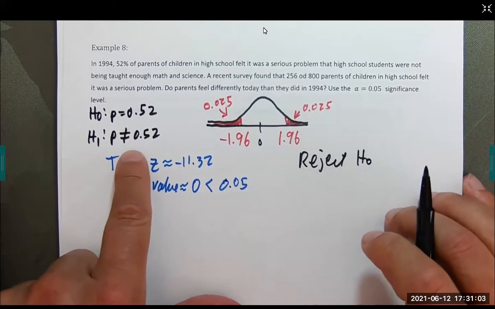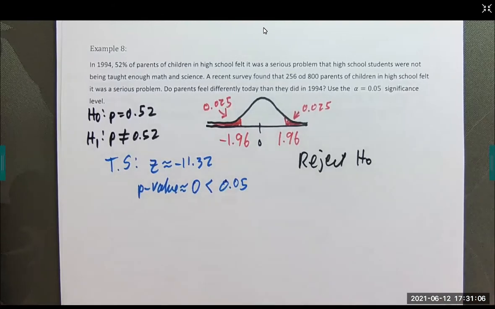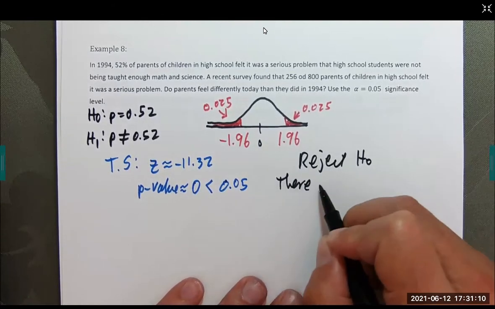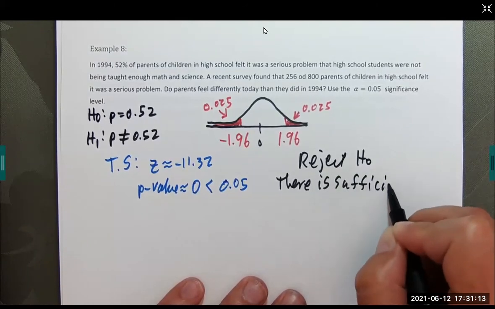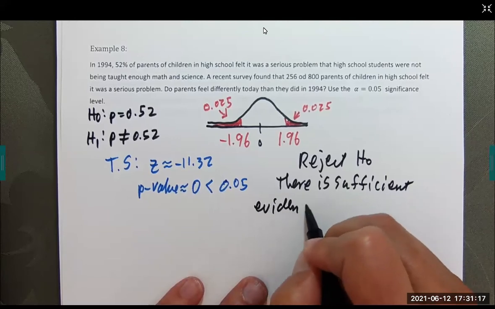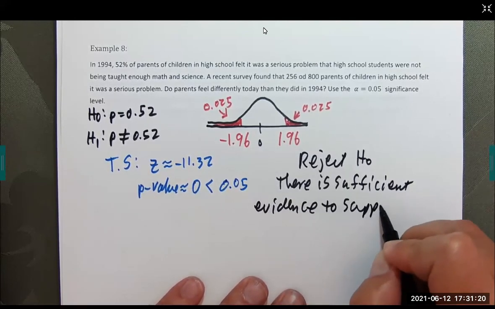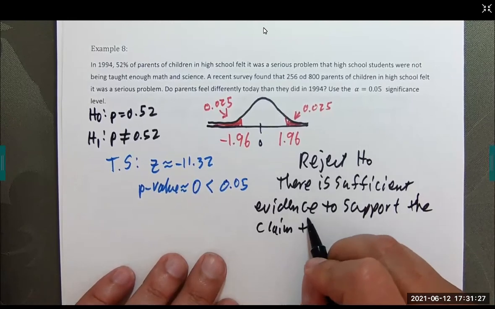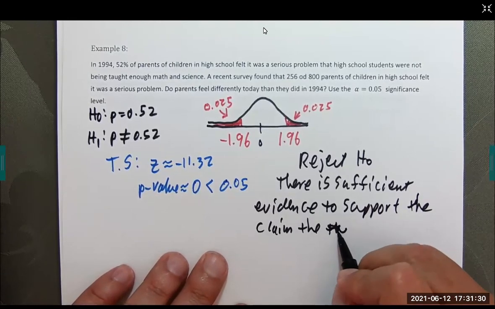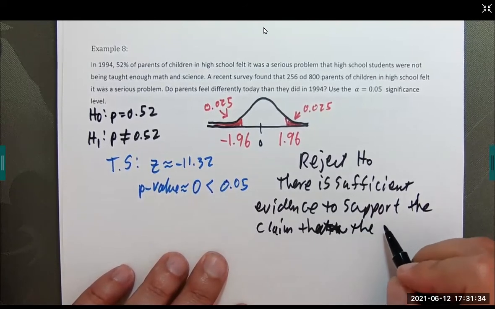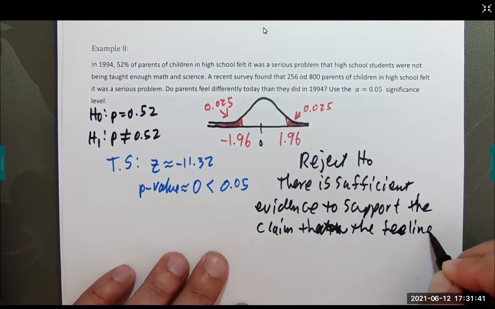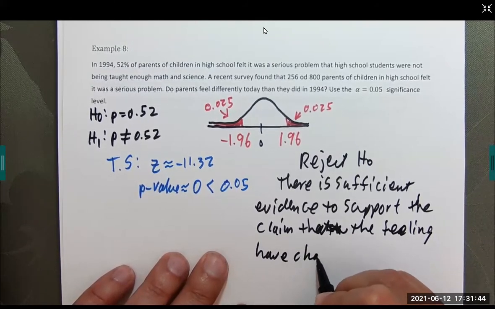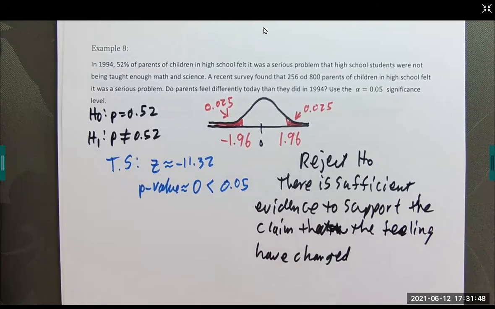Meaning there's more validity to this here, that it's not 52% anymore. So there is sufficient evidence to support the claim that the views have changed. Meaning attitudes, whether parents think it's a serious problem that they're not getting enough math and science.